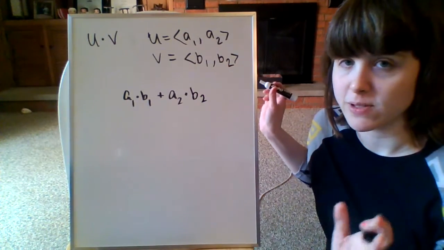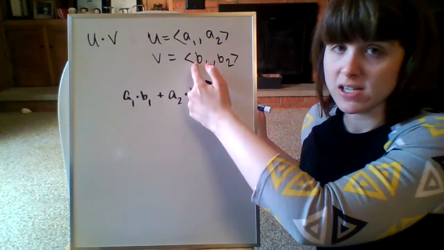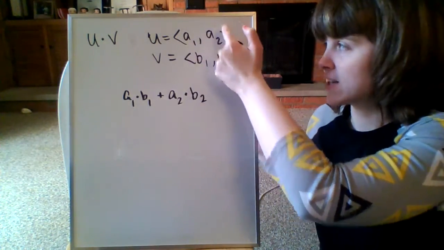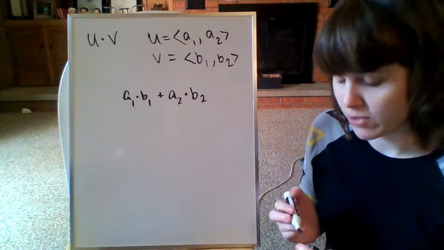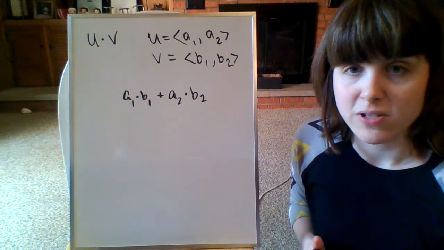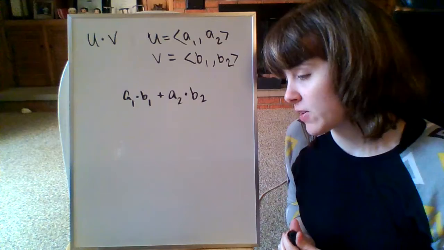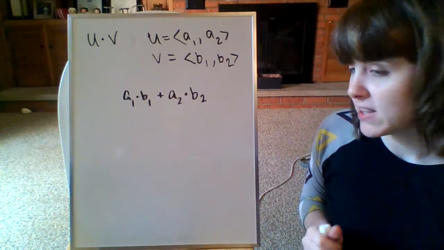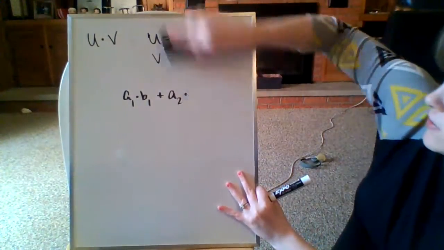Okay, so hopefully that seems a little familiar now that I've reviewed it. You take the first components, multiply them, second components, multiply them, and then you add the two results together. That's the dot product. Dot product is involved in finding the angle between two vectors. So the formula for finding the angle between two vectors, let me erase this and I'll show you.